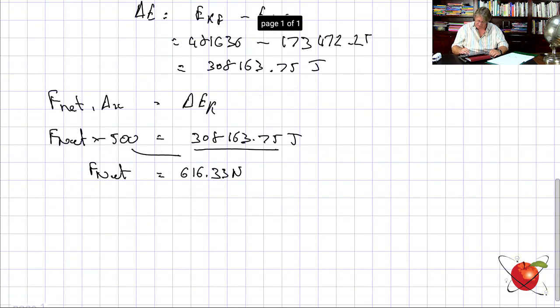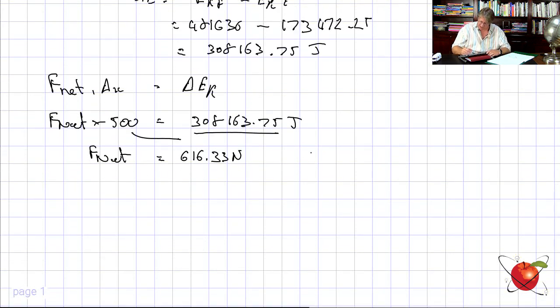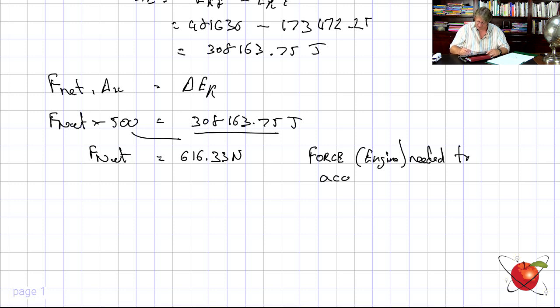So that is the force needed. This is the force which comes from the engine, the force needed to accelerate the van or the truck or the car or the train or whatever, right?